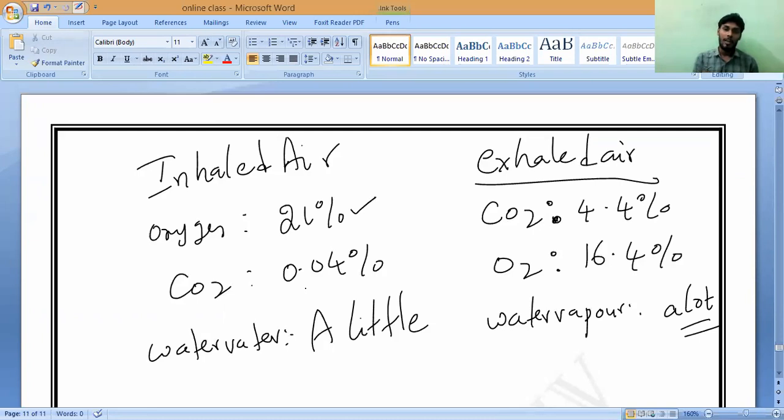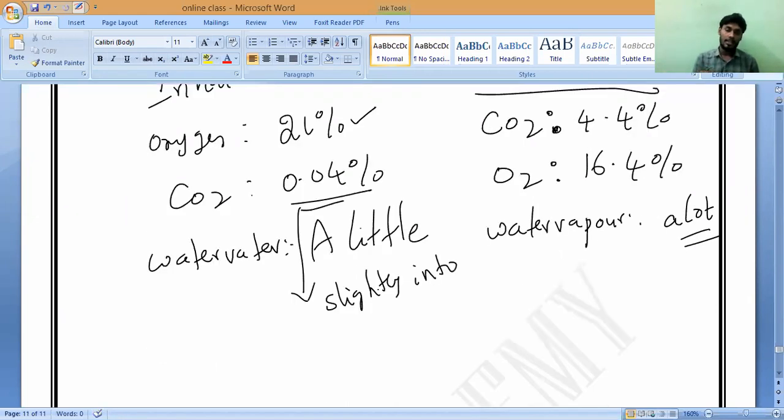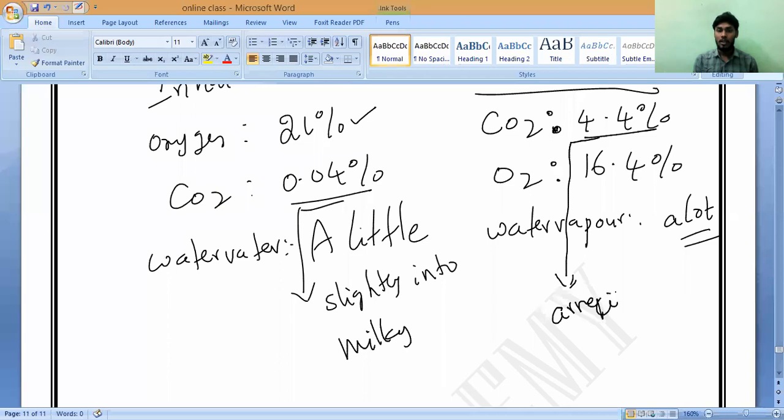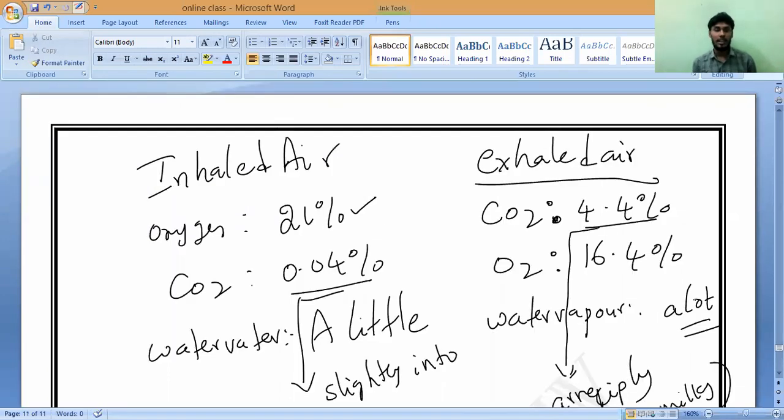Here, the carbon dioxide percentage is very low, so it slightly turns milky. And here the percentage is higher, so it completely turns milky. That is called appreciable, meaning we can observe more turning milky, completely turning milky. Note down the percentages of inhaled air and exhaled air.